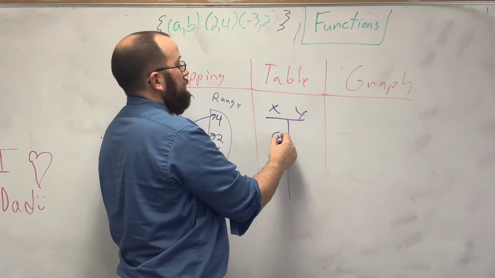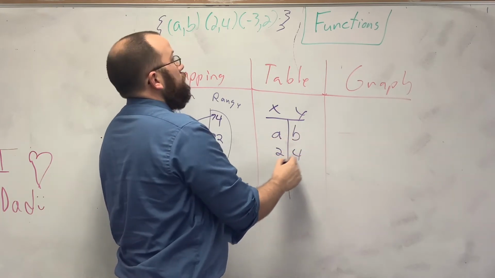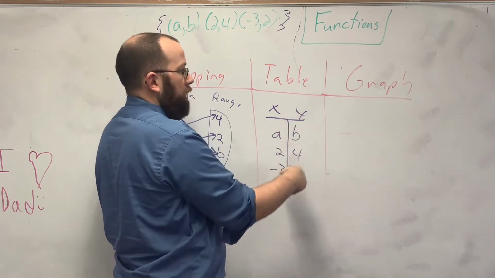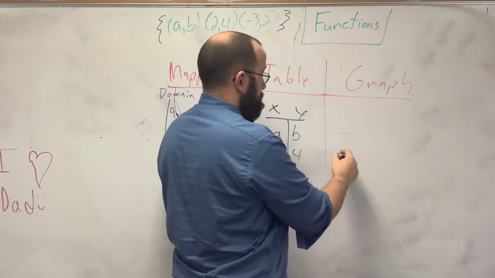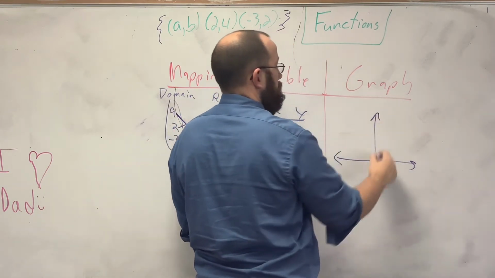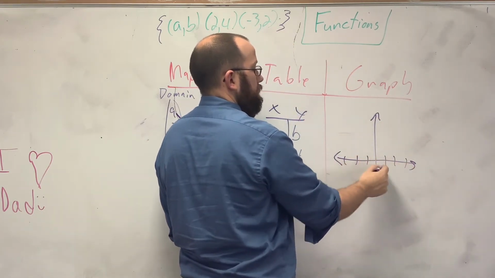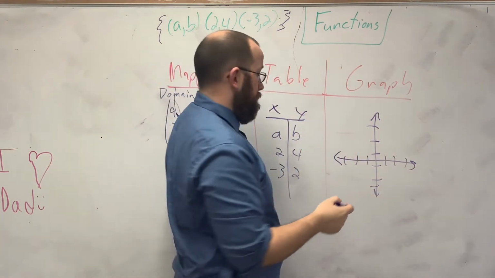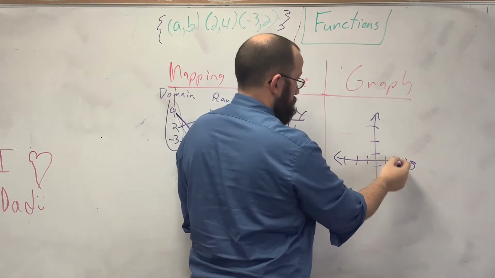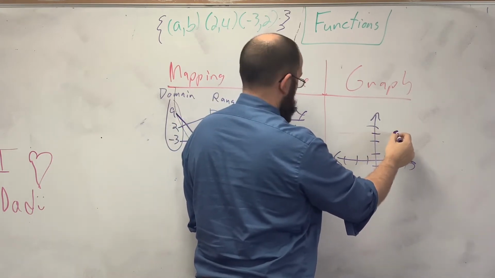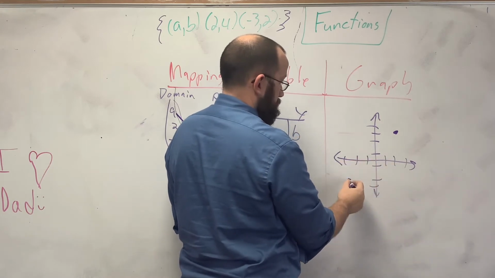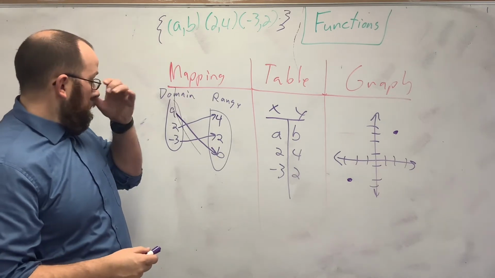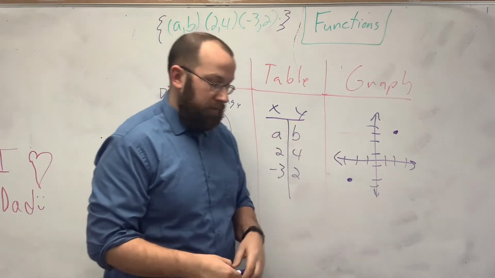From a table, you've seen a table before. You just write the points out. AB, 2, 4, -3, 2. So these are your domains, these are your ranges, these are your inputs, these are your outputs. From a graph, you just graph the points. So I can't graph AB, so I graph 2, 4, and -3, 2. All right? And that is how you show a set of relations in mapping, table, and graph format.